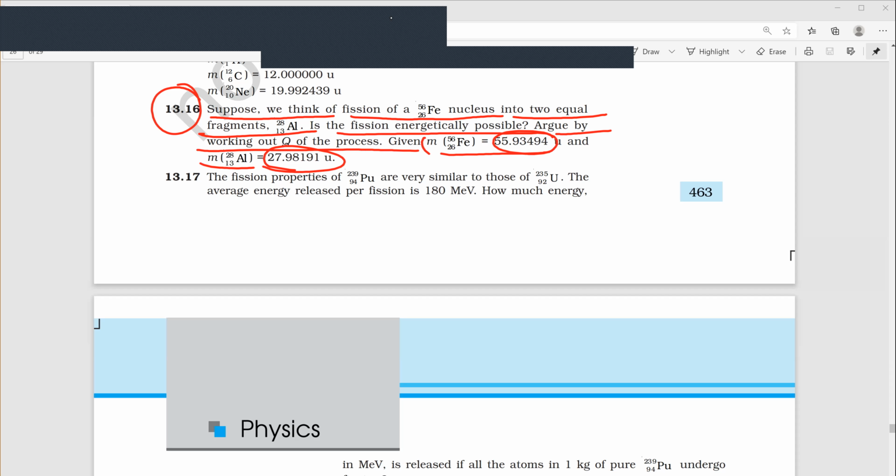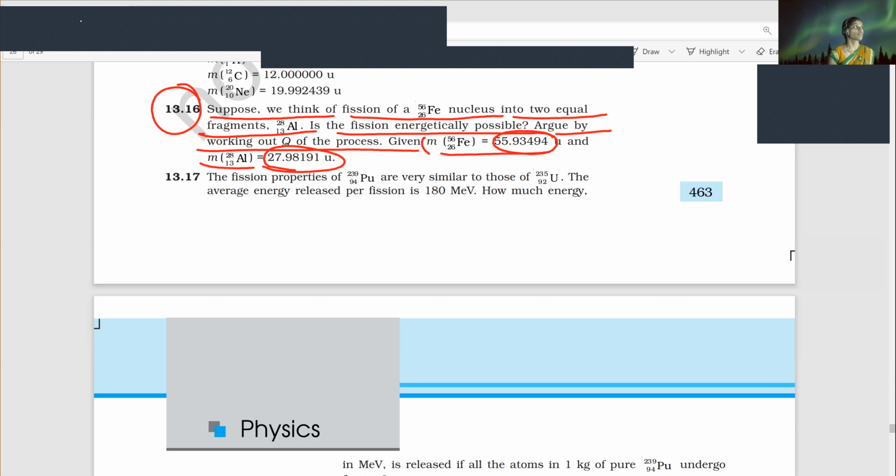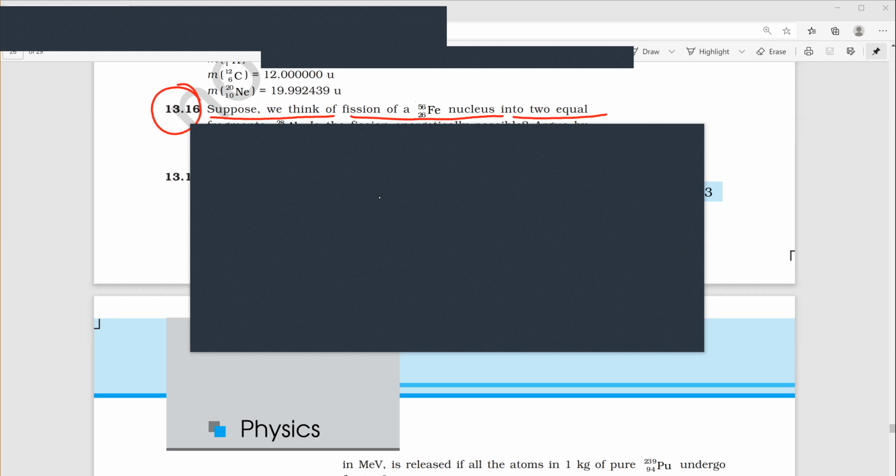By using this one, we are going to calculate the mass defect. They have given some values in the question itself. Mass of iron they have given 55.93494. Mass of aluminium they have given 27.9891. By using these values, we have to find the Q value. Same as we did in the previous problem, same thing we are going to do, and we are going to calculate the Q value. Let us see how to calculate this one. 13.16 it is.